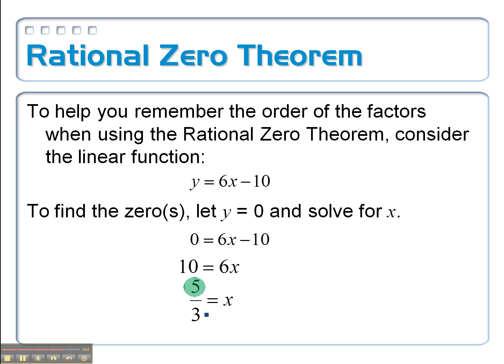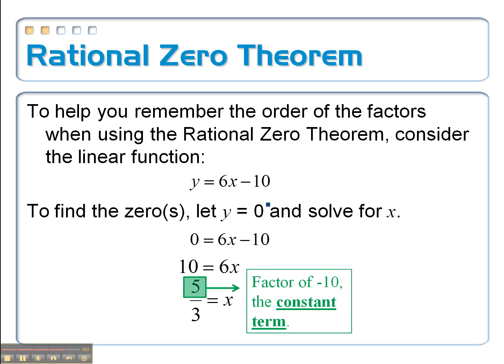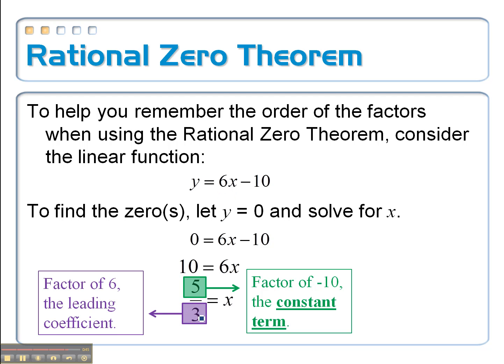So notice that the 5 is a factor of the negative 10 and the 3 is a factor of the 6. The 3 is on the bottom, the factor of the leading coefficient is on the bottom, because at the end you have to divide by that term. So it's always on the bottom. And the 5, which is a factor of the constant term, is the one that's on top because you're just adding or subtracting that to the other side.